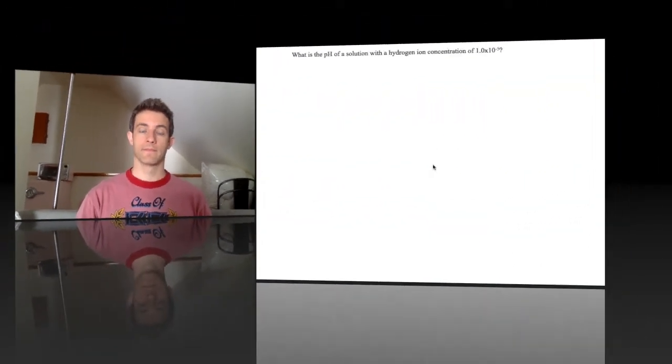In this first problem, we're simply going to calculate the pH from a known concentration of hydrogen ions. To do this, I'd like you to focus on a couple of things. I want you to focus on the new rules for significant figures when you use an equation that has a log function in it, and I'd like you to consider the use of units in this equation. What is the pH of a solution with a hydrogen ion concentration of 1.0 times 10 to the negative fifth?